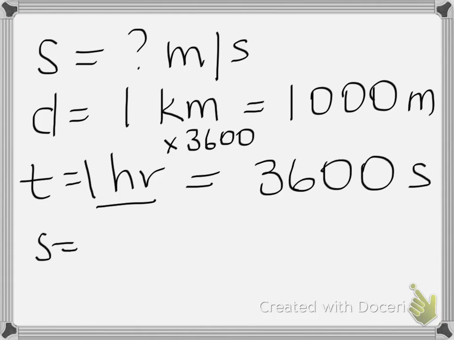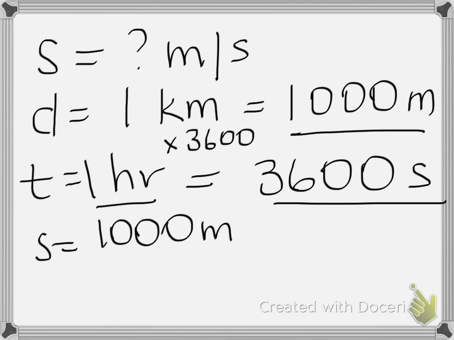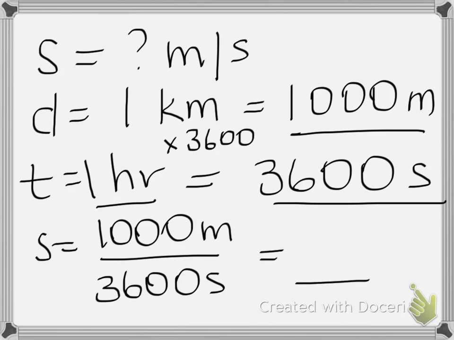So my speed will equal 1,000 meters divided by 3,600 seconds. And that will give me an answer in meters per second. So that equals about 0.28 meters per second if I round it up to 2 decimal places.